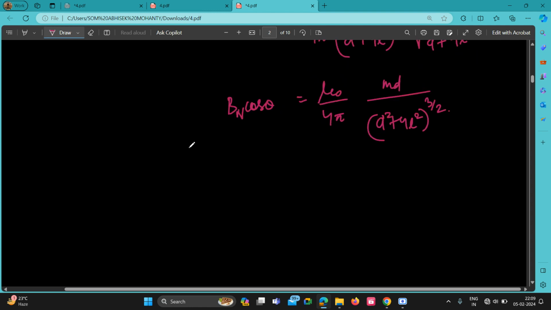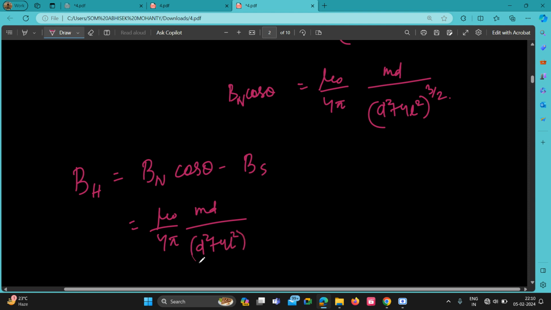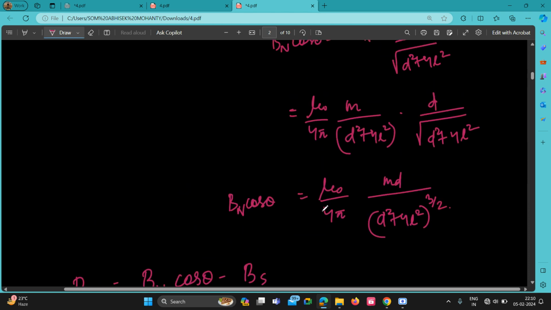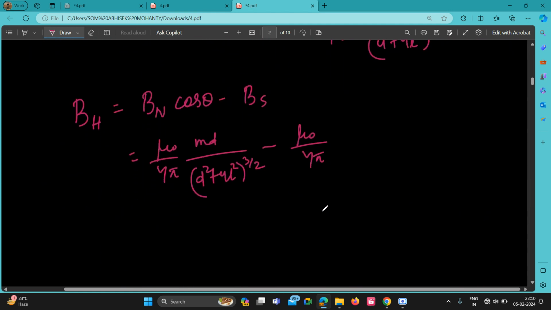So BH is how much? Bn cos theta minus Bs. So mu naught by 4 pi m d by d square plus 4l square to the power 3 by 2 minus mu naught by 4 pi m by d square. Let's take the common.